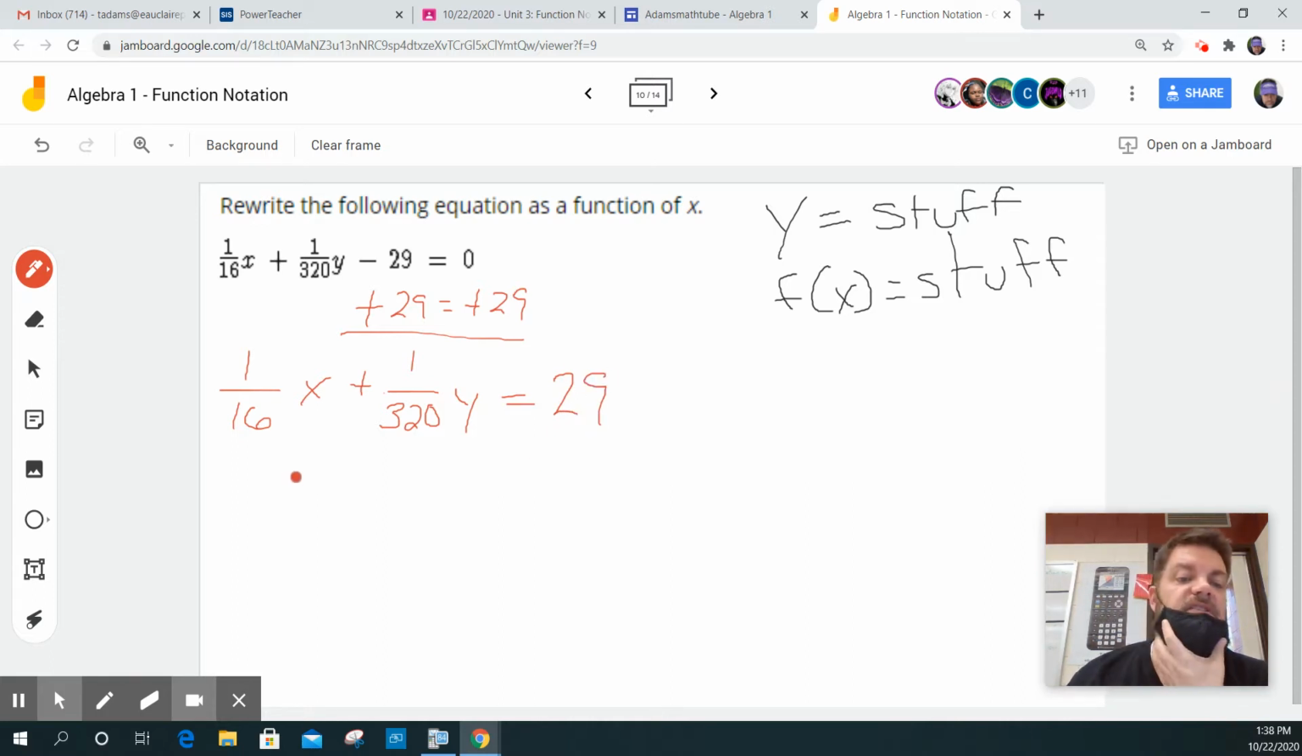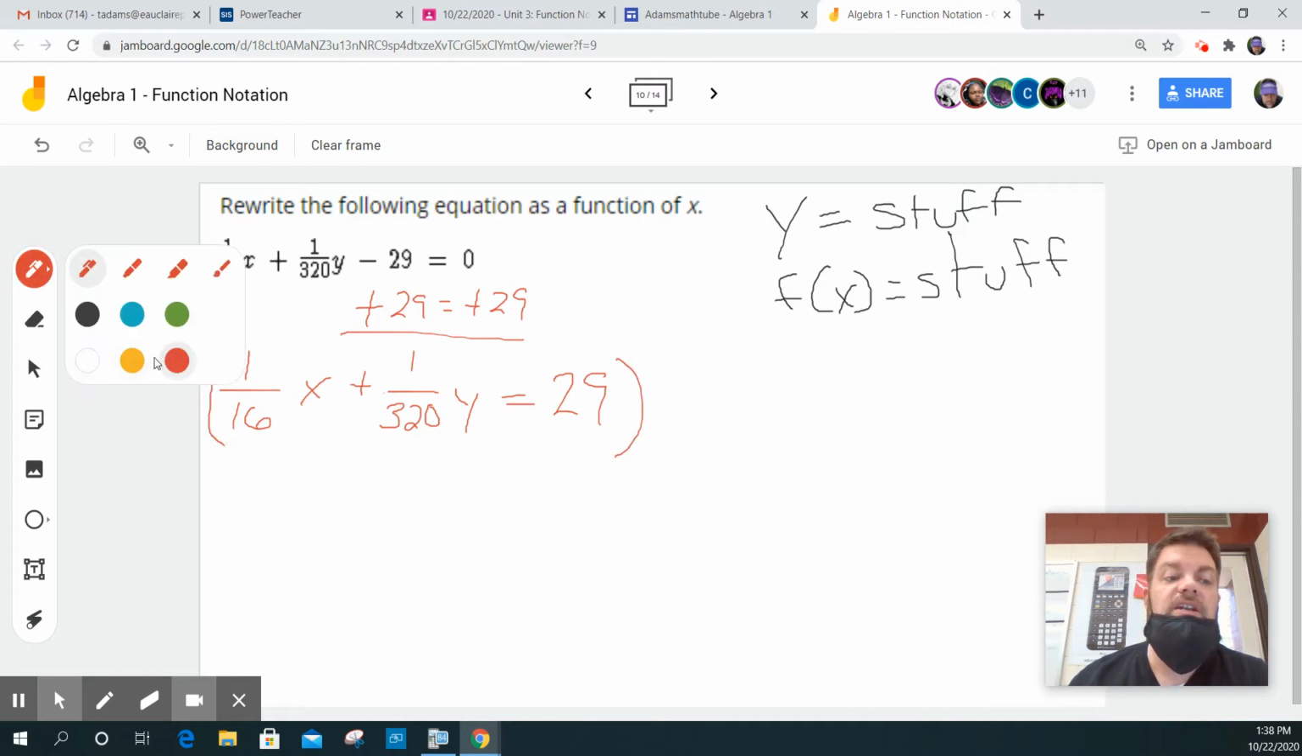Now, this is interesting. I need to get rid of the fractions. We don't like the fractions. What I notice is that 320 is divisible by 16. So one of the techniques we've been using is that if I want to get rid of a fraction, I multiply the whole equation by the denominator. I'm going to multiply this whole thing by 320.